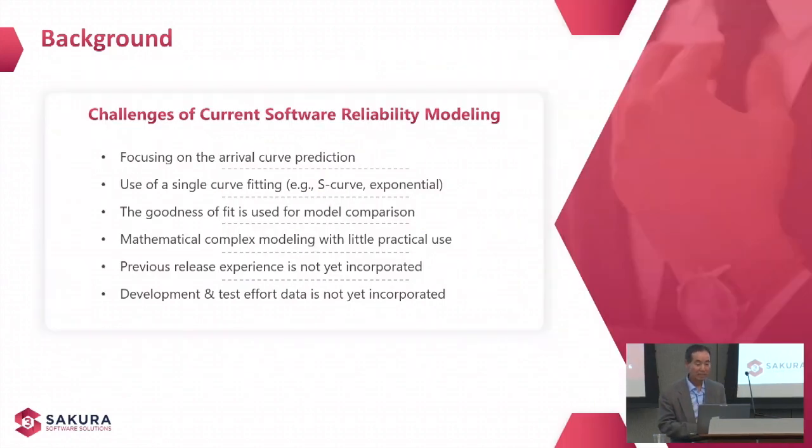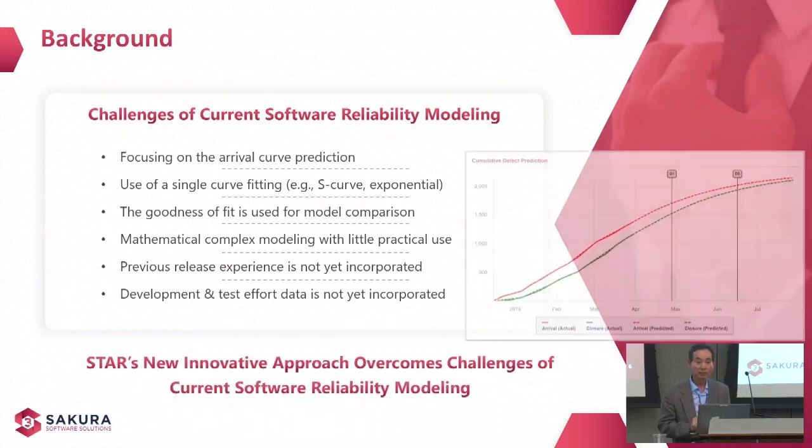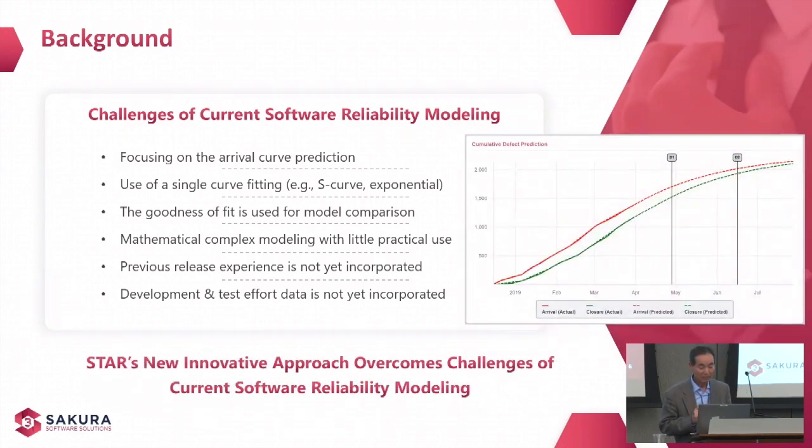Now, what's been done, the current software reliability modeling. Due to limited time, I will not go through them one by one, but as I go through, I will point that out. The bottom line message here is STAR overcomes the challenges of the current software reliability models.